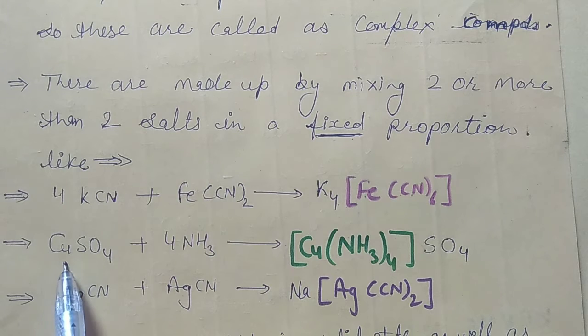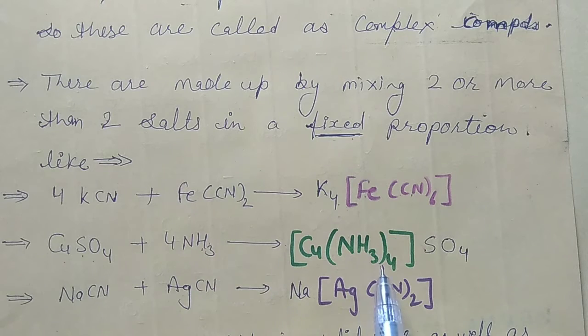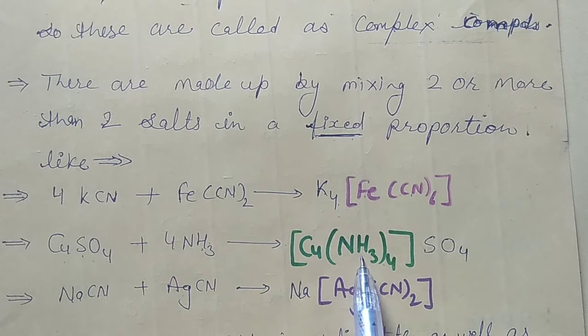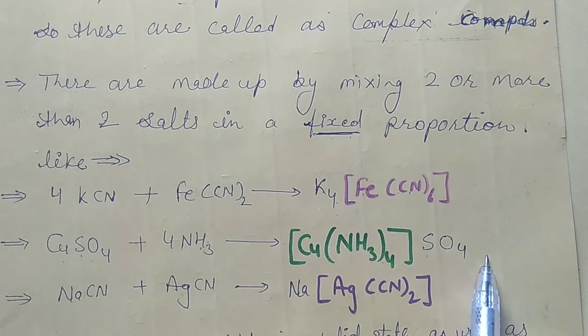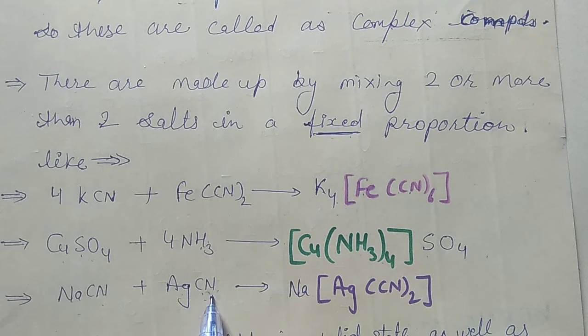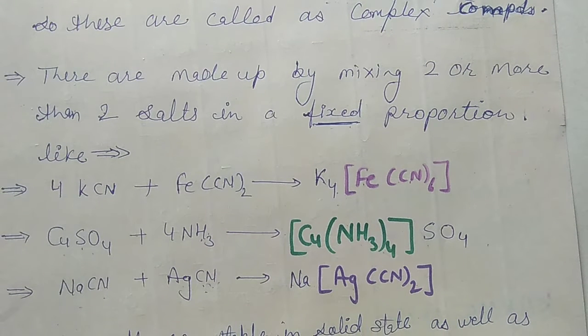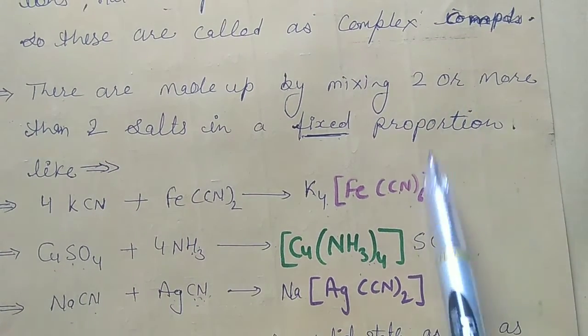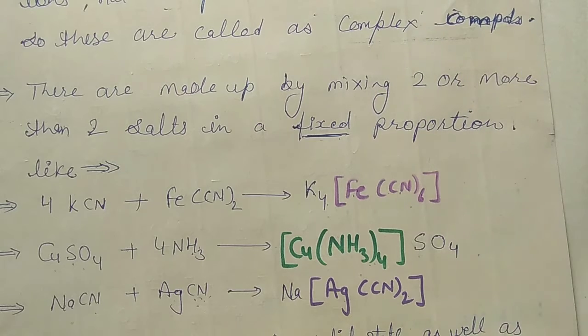Just like CuSO4 is mixed with NH3 in a 1 to 4 ratio, then another complex compound is obtained in which Cu and NH3 are present inside the bracket and SO4 is outside the bracket. When NaCN and AgCN are mixed in the same proportion, then the compound Na[Ag(CN)2] is obtained, in which Ag and (CN)2 are in a big bracket. This is a complex in our mind, that what is this bracket? So we say these compounds are complex compounds.